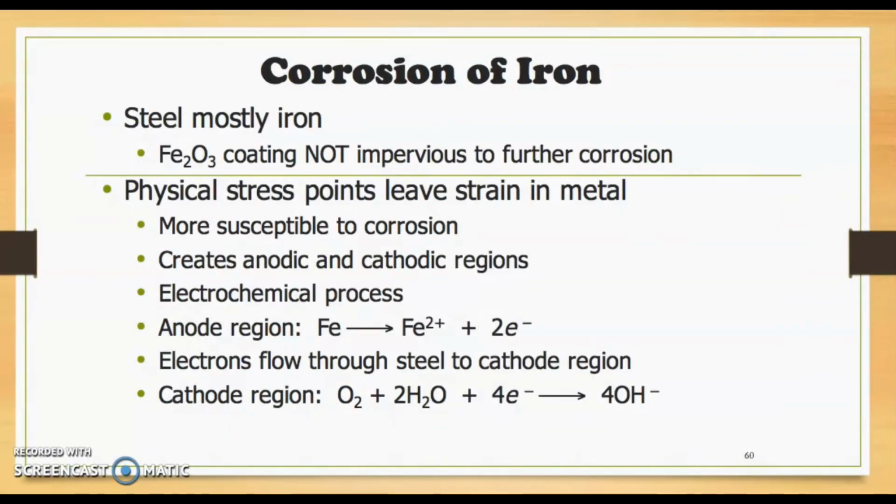Corrosion of iron, still mostly iron trioxide coating, not impervious to further corrosion. Physical stress points leave strain in metal, more susceptible to corrosion. Creates anodic and cathodic regions. Electrochemical process. This is the anode region, and electrons flow through steel to the cathode region. So this is the cathode region.